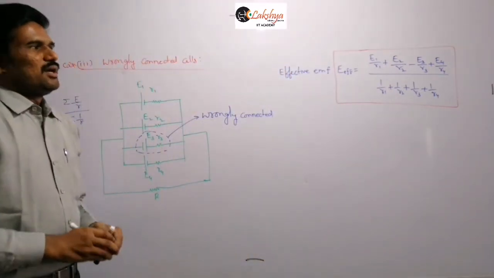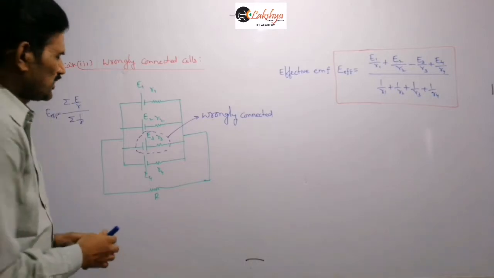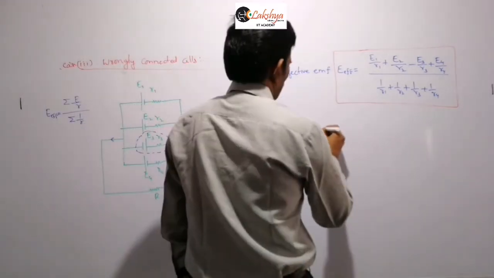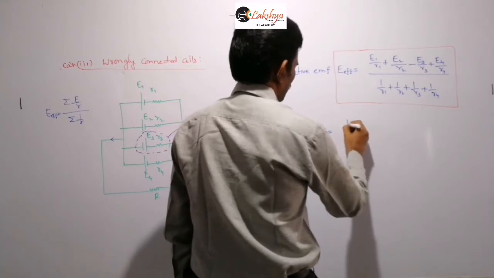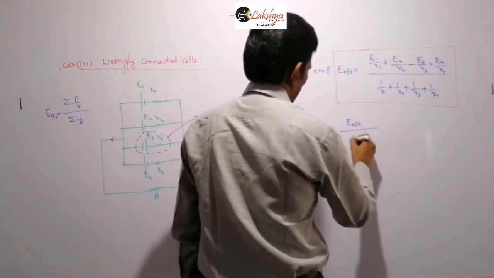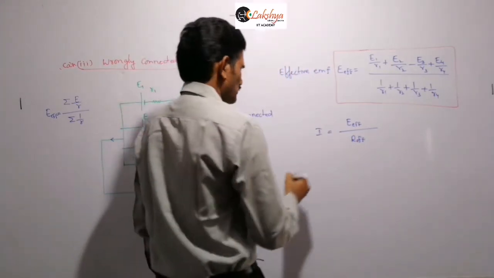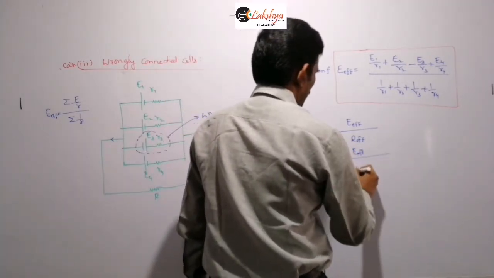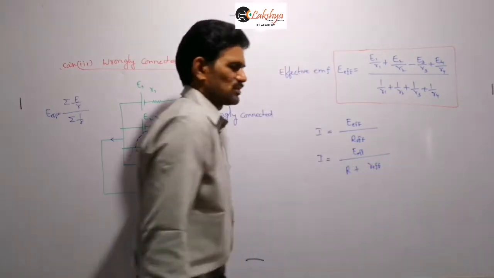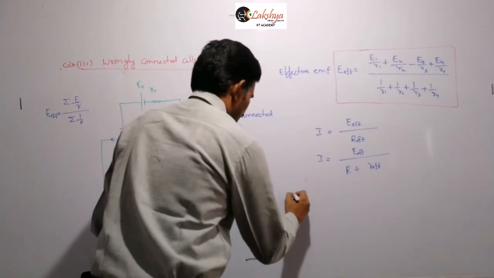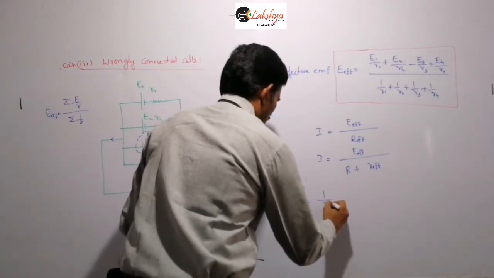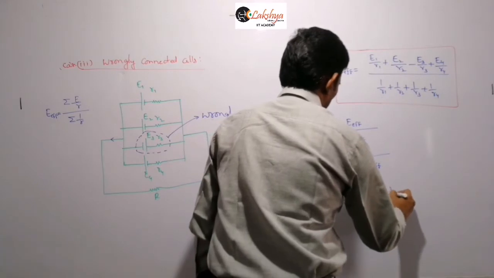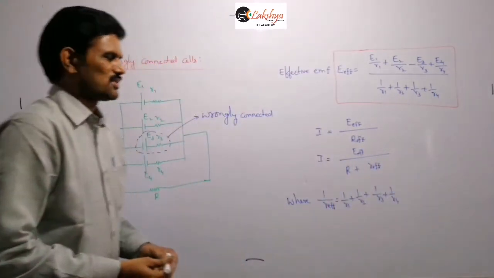The remaining, if you want to find the current flowing through this circuit, you can write I is equal to E effective by R effective, and this is nothing but E effective by R plus small r effective, where 1 by small r effective is equal to 1 by R1 plus 1 by R2 plus 1 by R3 plus 1 by R4. From this we find the R effective value. That is the meaning of this R effective here.